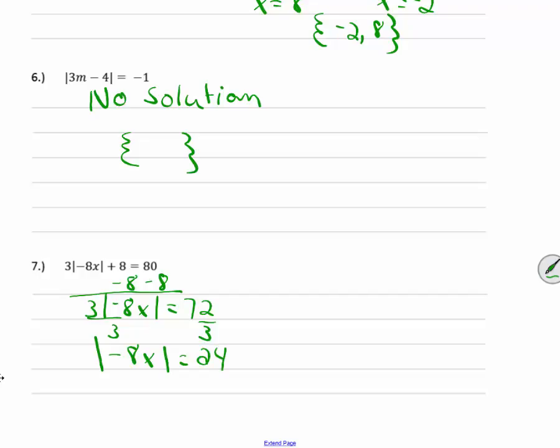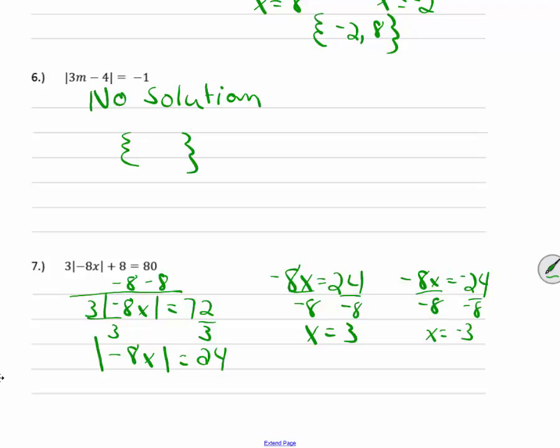Now I can set up my 2 equations, and again, I'm going to do that over here just because I ran out of room. So we're going to have -8x equals 24, -8x equals -24. Divide by -8, so x is -3. Divide by -8, x is 3. Put it in your solution set, and you're done.